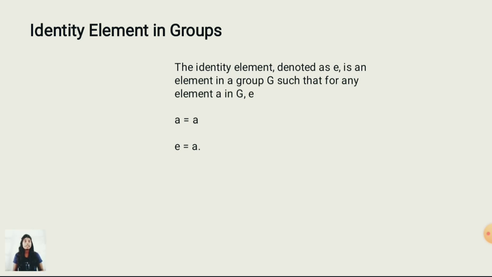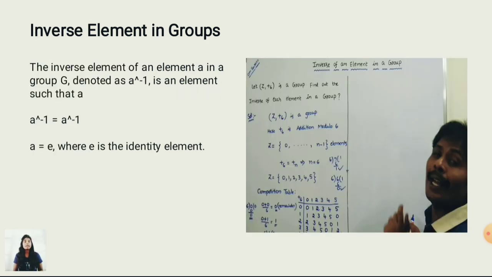Identity element in groups. The identity element, denoted as e, is an element in a group G such that for any element a in G, a * e is equal to e * a is equal to a. Inverse element in groups. The inverse element of an element a in a group G, denoted a^-1, is an element such that a * a^-1 is equal to a^-1 * a is equal to e, where e is the identity element.